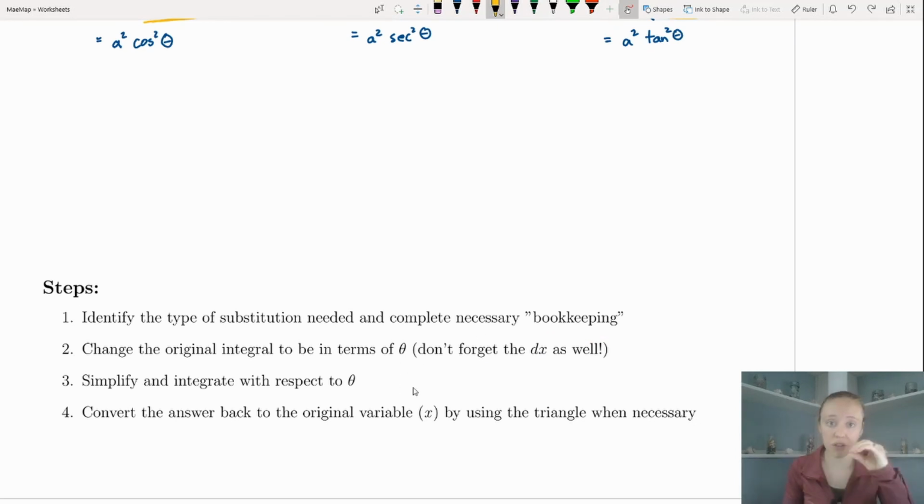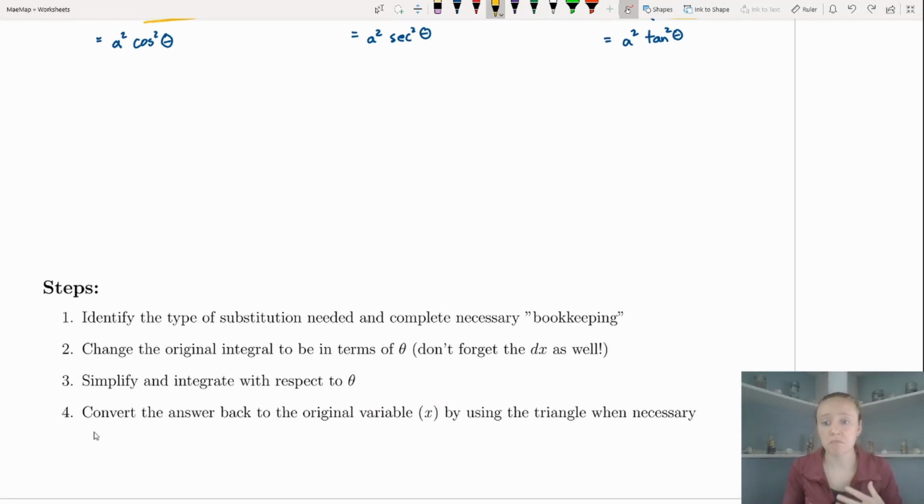Next, once we do that, we simplify and integrate with respect to theta. Why we're plugging in theta as opposed to working with x is because using theta will simplify our problem and make it easy to integrate. So once you plug in those things in terms of theta, simplify and integrate.